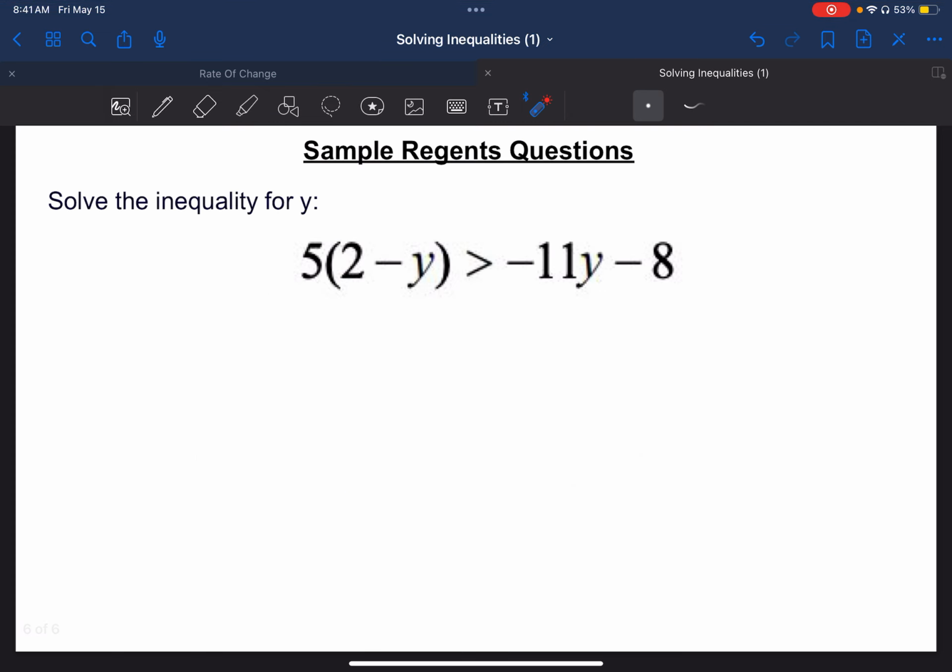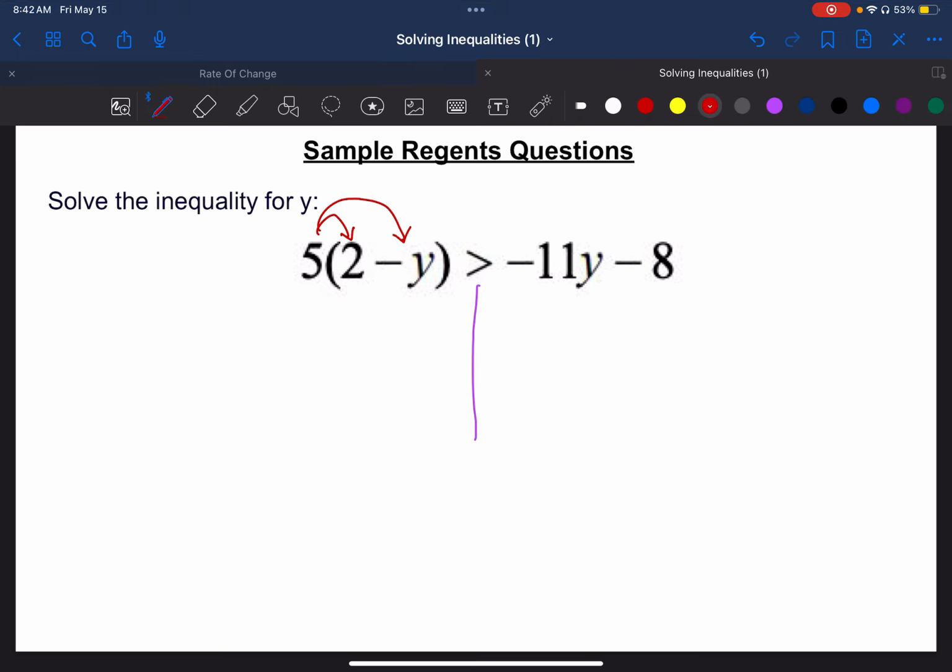All right, so let's do a very quick sample question. To solve this inequality, let me just draw a purple line right in the middle. When we say solve, we want to have the y, or whatever variable they're using, by itself. I always like to move the variable to the left side, but before we do that, we're going to do some distribution. Since we see a parentheses, that's going to be our first step, to distribute the 5 to the 2 and the 5 to the -y.